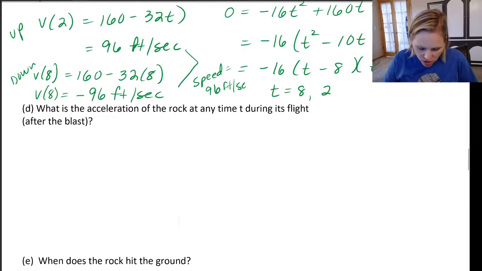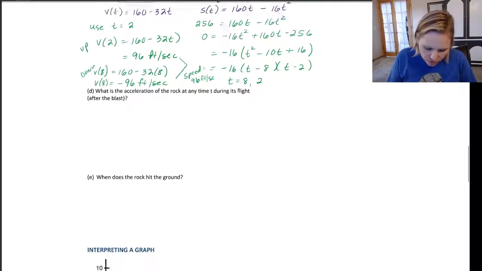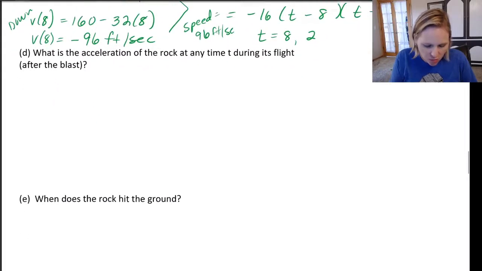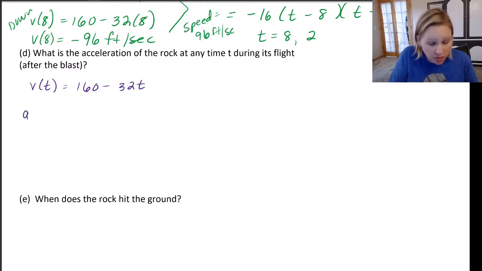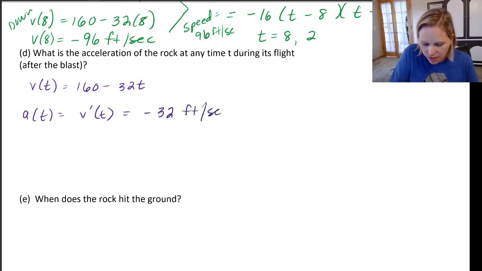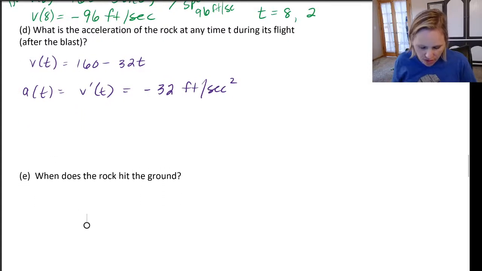Now, let's finish out here with a couple extra questions. I have 2 more for us. What is the acceleration of the rock at any time t during its flight? Well, remember, our velocity function was 160 minus 32t. And acceleration is the derivative of velocity. So it's just negative 32 feet per second squared, because remember, every time we do a derivative, we add a per second. So at any time during the flight, it's being acted upon by that negative downward acceleration, that acceleration due to gravity.